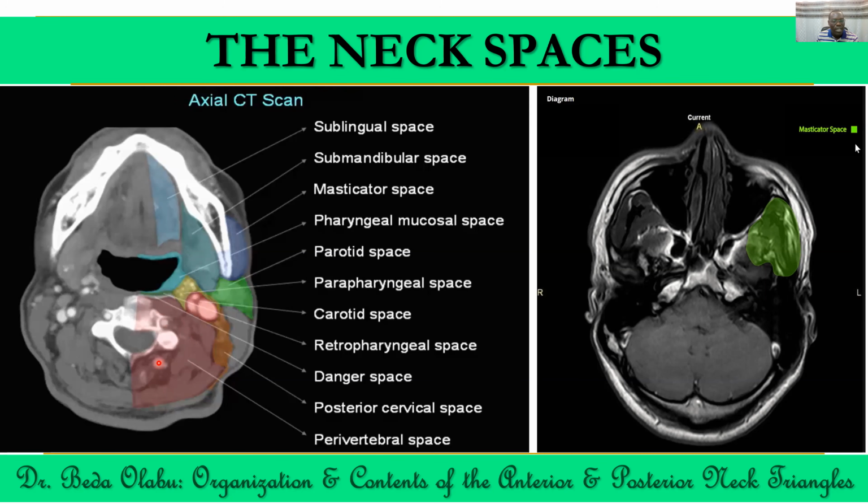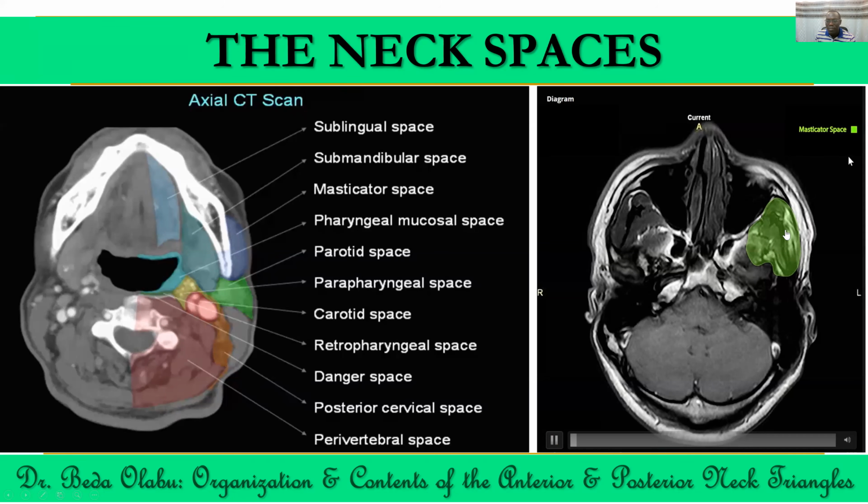And behind that, the prevertebral space with both anterior as well as posterior compartments. The posterior compartment is the paraspinal space, and the anterior compartment is the prevertebral space. For that, the posterior cervical space as well. So the image to your right is an MRI image of the neck spaces. I'll allow it to play as we see the neck spaces.